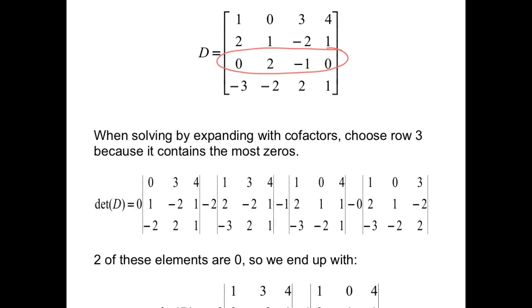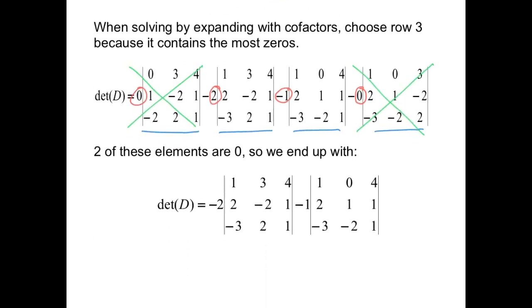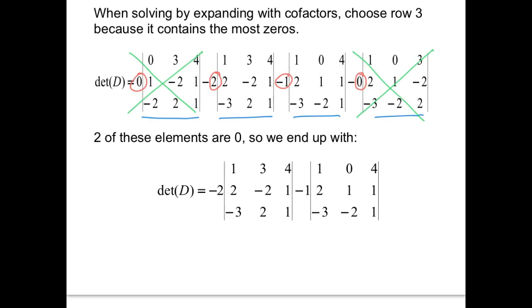So I've got my numbers 0, 2, negative 1, and 0. And you can see my minors here. There's 4 of them that I got by taking out the row and column of each of the elements. Now notice that since I am multiplying by a 0 here and over here, that's going to make these products 0, so I don't even need to calculate those determinants. So I end up with this for my determinant.